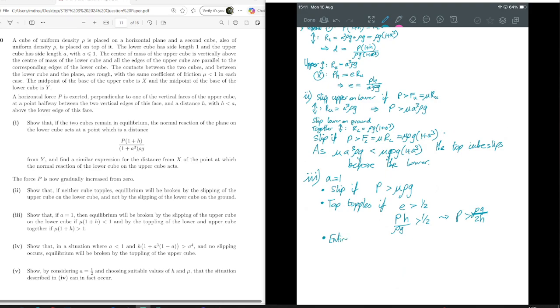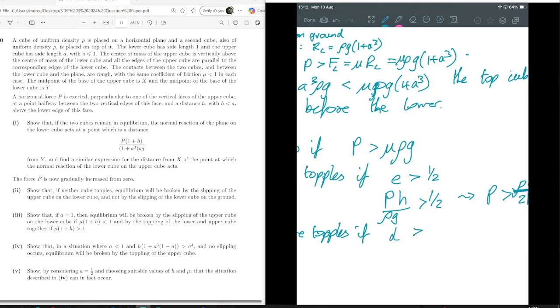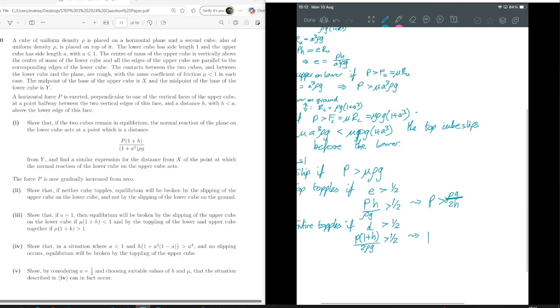And then the entire system topples, which is the same as saying just the bottom box topples, providing the top hasn't already toppled. If the thing that we call D is greater than a half, so that was P 1 plus H over 2 rho G is greater than a half, which is the condition that P is greater than, the 2's now cancel, rho G over 1 plus H.